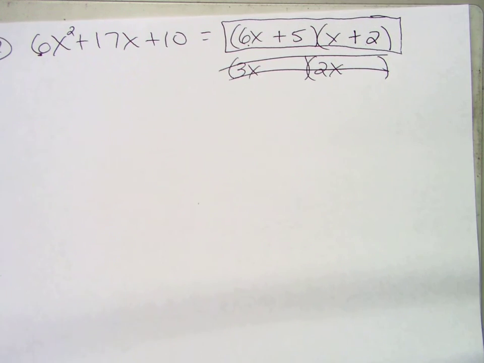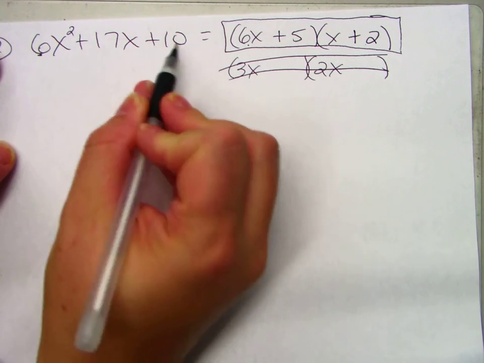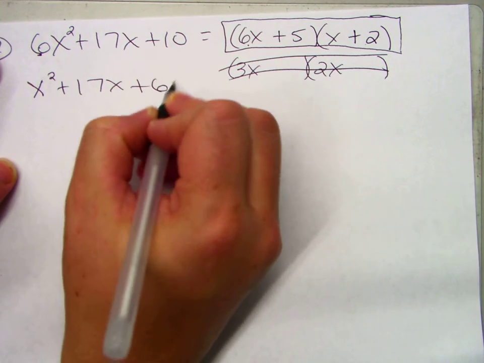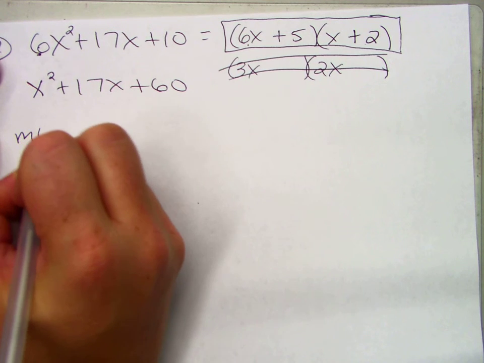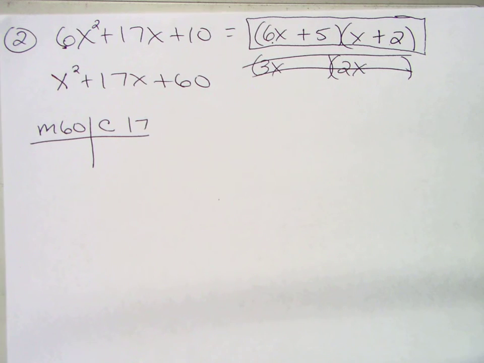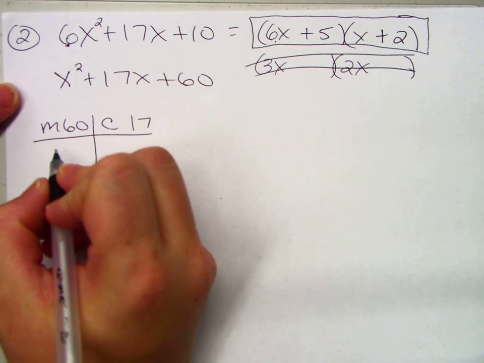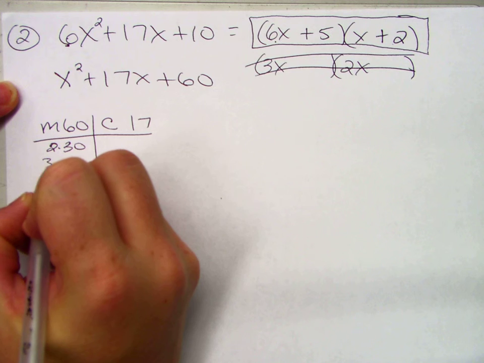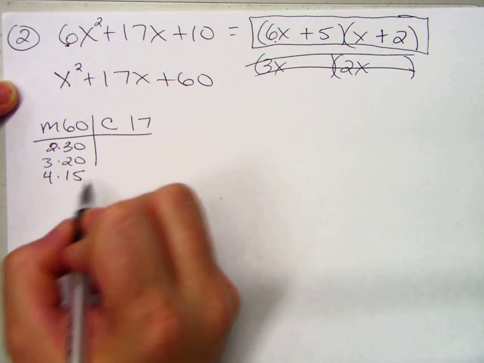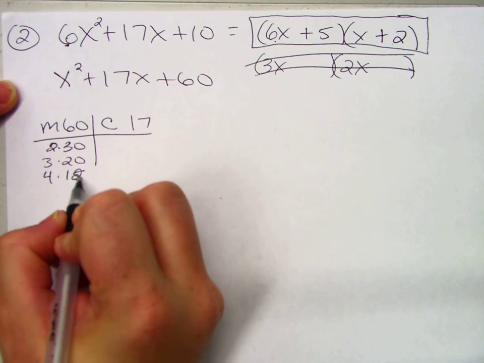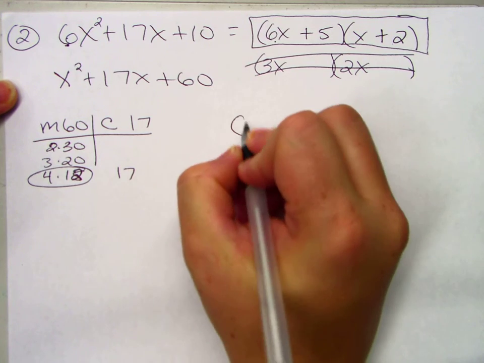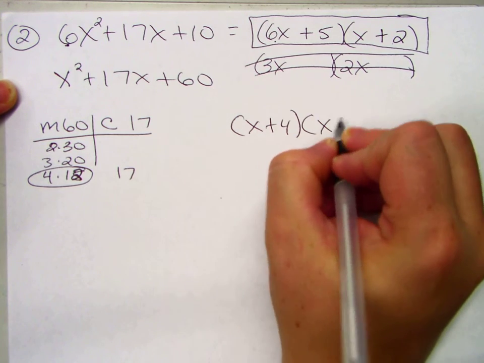All right, I'm going to do the slide rule because I think it's fun. So I take my 6 and multiply it by the 10. x squared plus 17x plus 60. I'm multiplying to 60 and combining to 17. What multiplies to 60 and combines to 17? Well, it's not 1 and 60. 2 and 30, 3 and 20, 4 and 15. 4 plus 15, no, that's 19. Just kidding. Oh, that's because it's not 15, it's 12. 4 and 12 gives you 17. So it's 4 and 12. So we get x plus 4 times x plus 12.